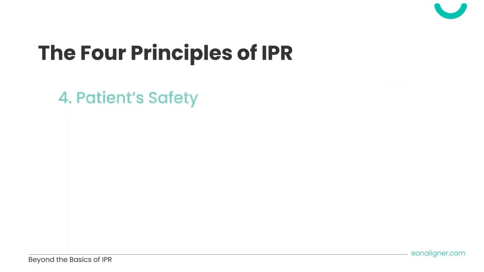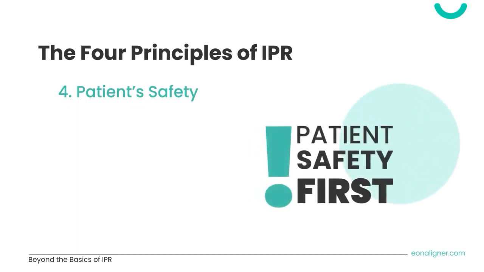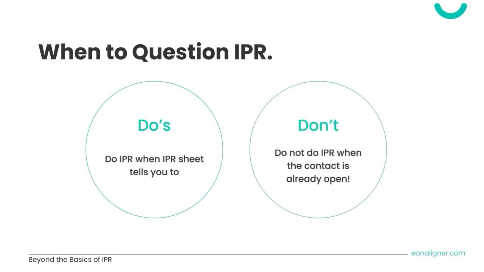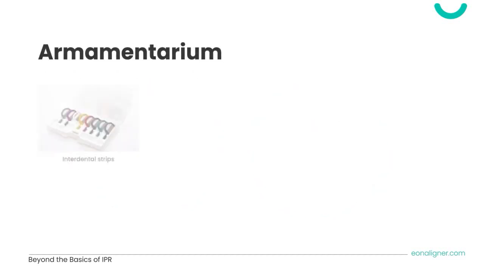Lastly, we have patient safety. Proper cheek and tongue retraction and well-supported hands to avoid the risk of injuring the patient. Always perform IPR when the IPR sheet tells you to. But what if IPR is indicated, and when you go in to do IPR, you find the contact already open? If so, it is better to avoid IPR and keep a close watch on that contact specifically. Armamentarium. Manual diamond strips. They are for minor reductions, anterior teeth, and breaking contact points.